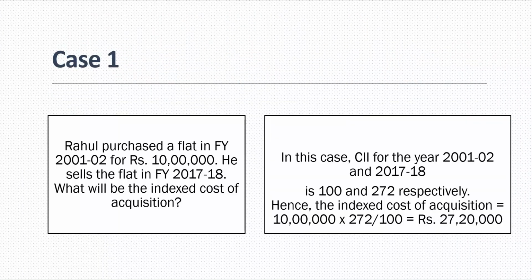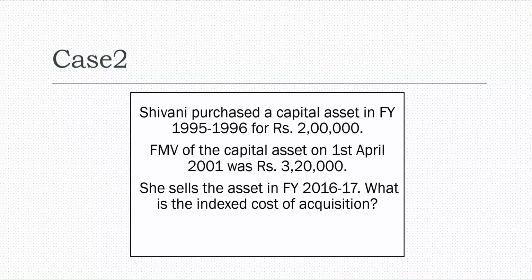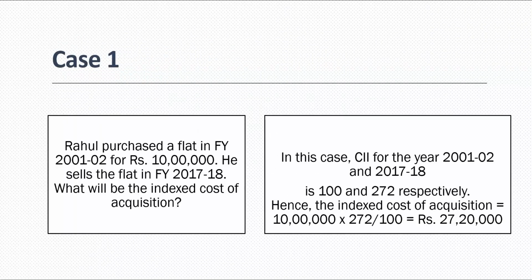Okay, is that clear? So it means that whatever value you sell, you purchase the property at 10 lakhs. Now its value today, 27 lakh 20,000, will be considered your cost. Suppose you sell it for, say, 30 lakhs, for example. So the tax will now be on 2 lakh 80,000. Yes, tax will be levied on that.